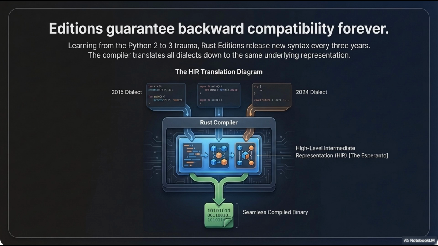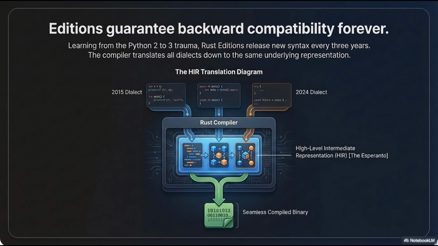Okay, I'm tracking. The edition is specified per crate in the cargo.toml. When the Rust compiler reads a crate, it looks at that specific file, sees edition 2015, and parses it according to the 2015 dialect rules. So your old variable name remains perfectly valid. Oh, that's clever. But here's the magic.